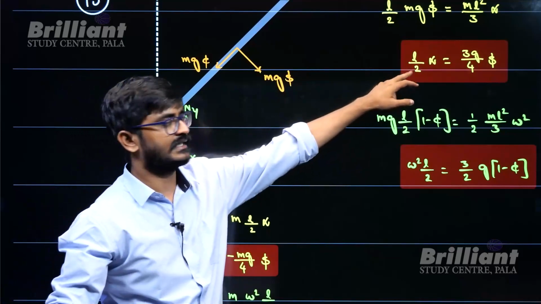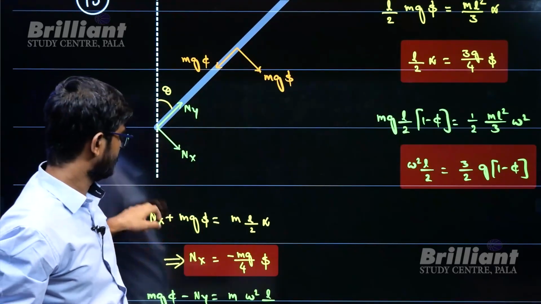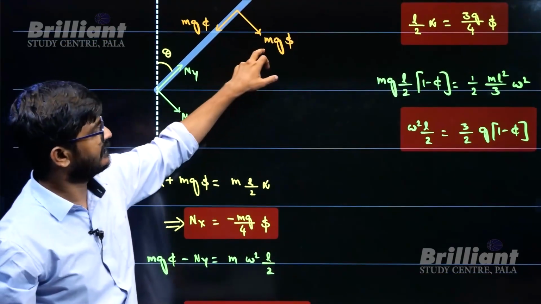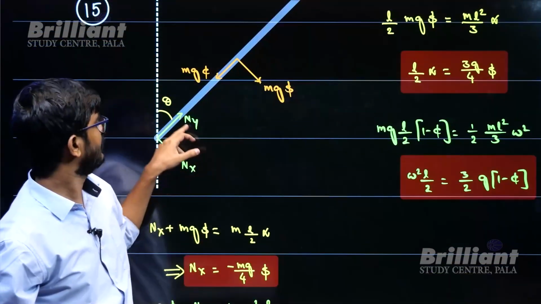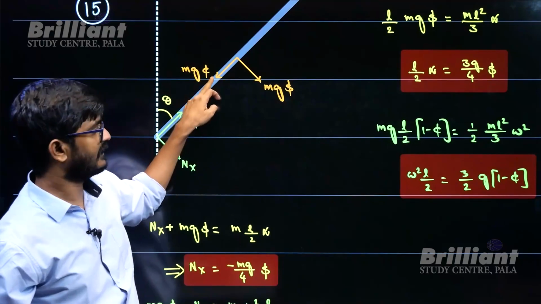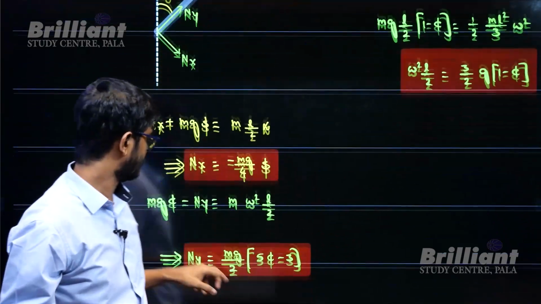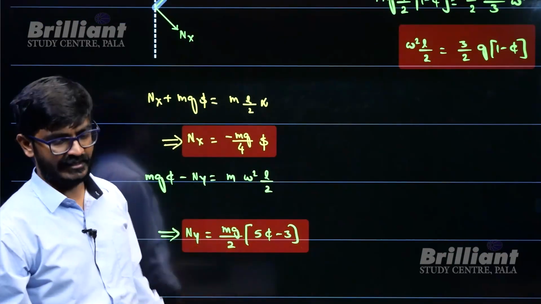Now who is giving tangential acceleration of center of mass? This plus this, right. Nx plus mg sin theta will give me this acceleration. From there I will get nx value. Now similarly mg cos theta minus ny will give me centripetal acceleration. From there I will be getting ny value also.